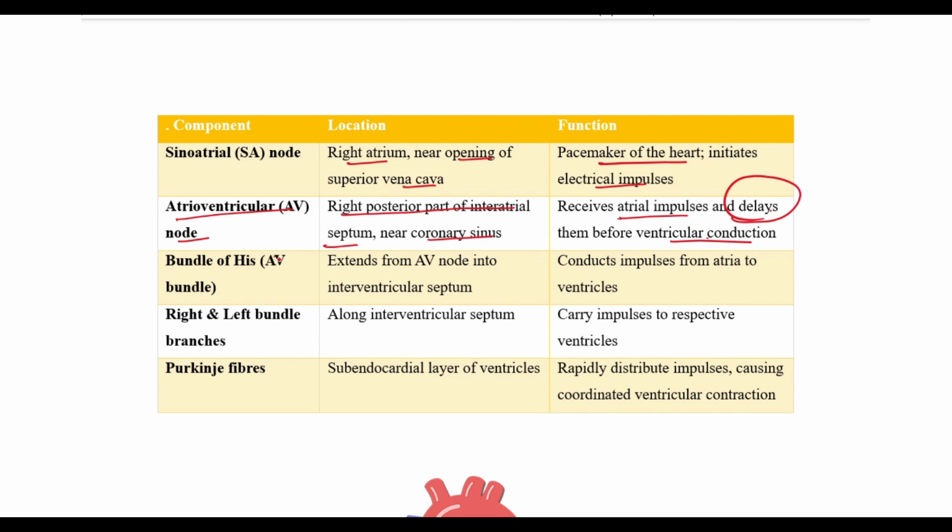Then we have the bundle of His or the AV bundle. It extends from the AV node into the interventricular septum. It conducts impulses from the atria to the ventricles. Then we have the right and left bundle branches. They are present all along the interventricular septum and carry impulses to the respective ventricles. Then we have the Purkinje fibers. They are present in the subendocardial layer of the ventricles. They rapidly distribute the impulses, causing coordinated ventricular contraction.